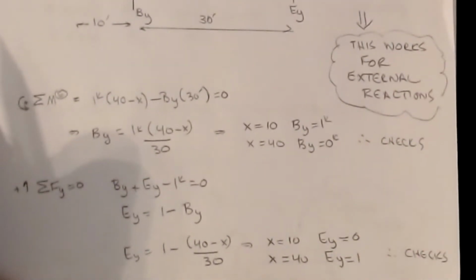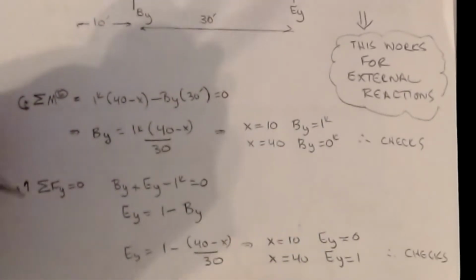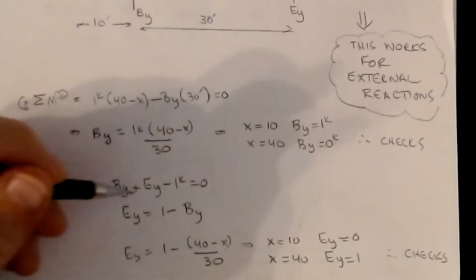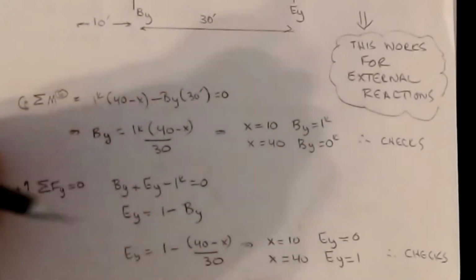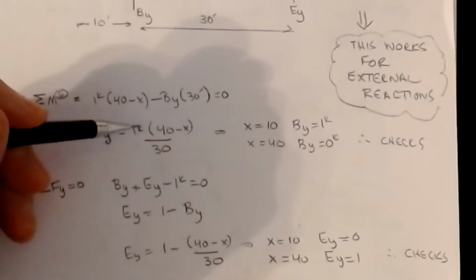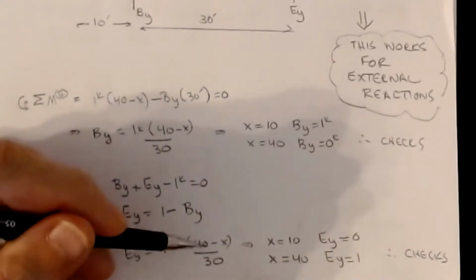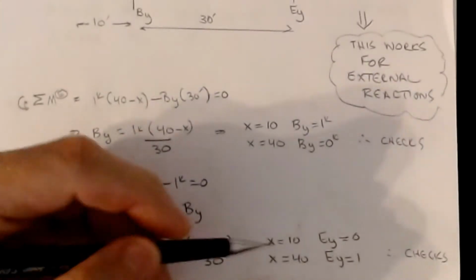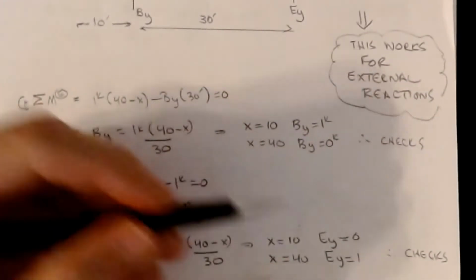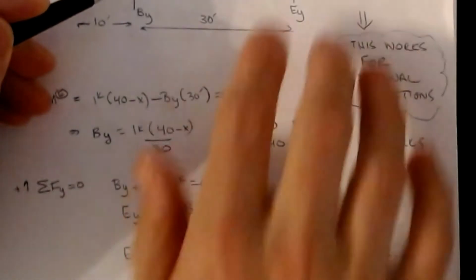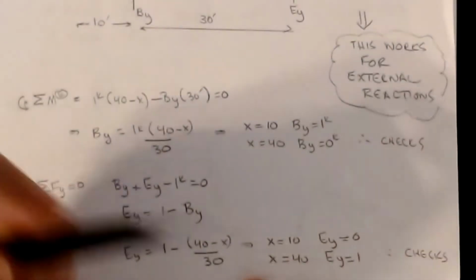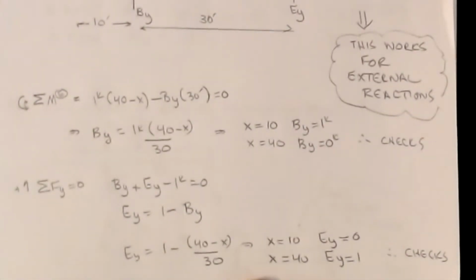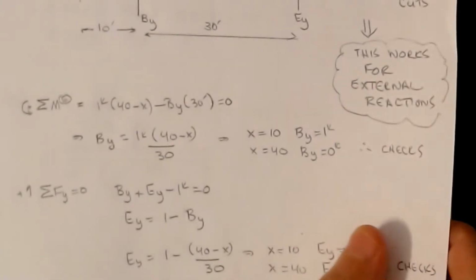We can do the same thing to find the reaction for EY. In this case, I choose to sum forces in the Y direction, so it's BY plus EY minus 1 equals 0. I can solve for EY as 1 minus BY, and for BY we use the equation from before, so my equation looks like 1 minus (40 minus X) over 30. In this one, if X equals 10, EY is 0 because that's the point load over B, so there is no reaction at E. Then at X equals 40, EY is equal to 1. So again, we check with what we know about loads when we were doing Müller-Breslau's principle and those kinds of things. If you're struggling with this or you don't remember, go back and take a look at that video.